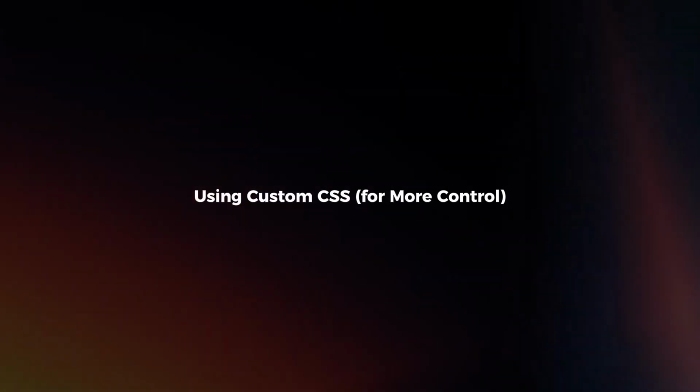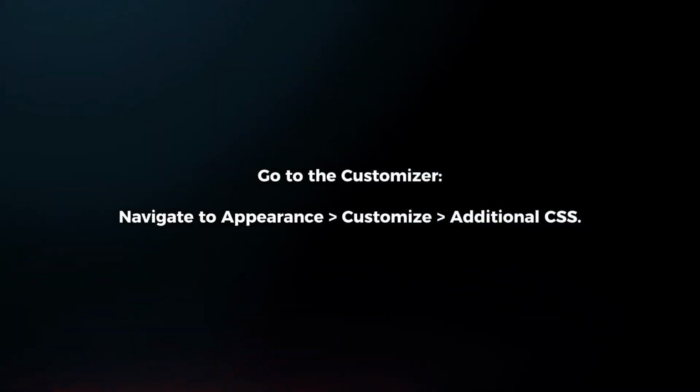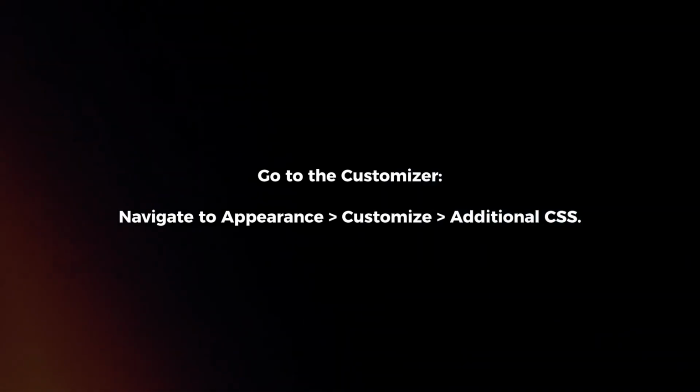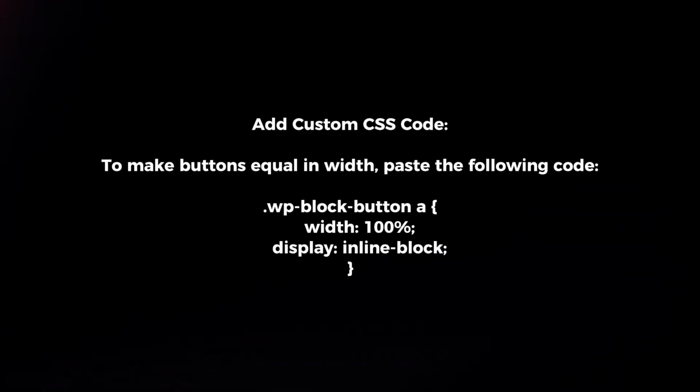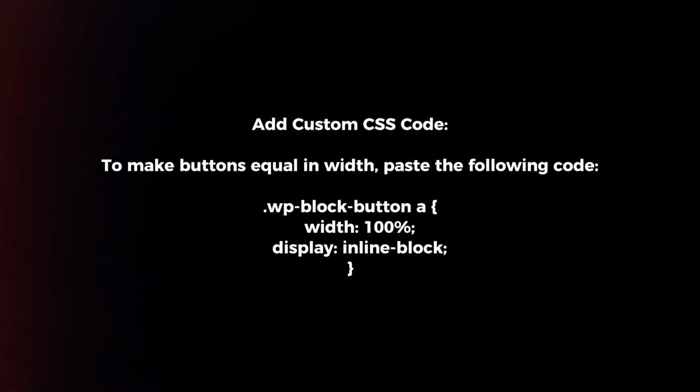Using custom CSS, go to the customizer. Navigate to Appearance, Customize, Additional CSS. Add custom CSS code. To make buttons equal in width, paste the following code. Save changes. Click Publish to apply the changes.